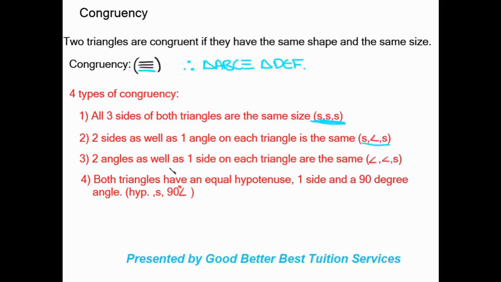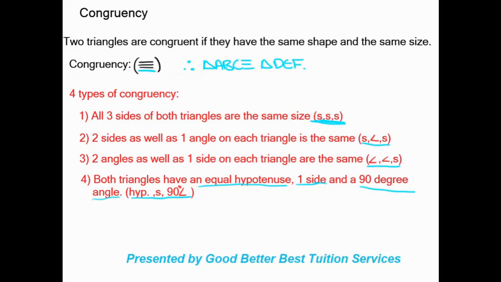The third type of congruency is if 2 angles as well as 1 side on each triangle are the same. In that case, we'd use the condition angle angle side. And for the last type of congruency, where both triangles have an equal hypotenuse, 1 side, and a 90-degree angle. So they both need to have an equal hypotenuse, they have to have 1 equal side on both triangles, and they have to have a 90-degree angle. So how we write that is hypotenuse, side, and 90-degree angle.